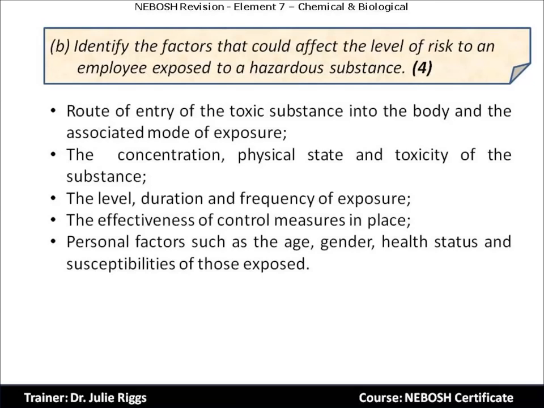So you can see that I've identified the route of entry, so we're talking about the toxic substance into the body and the associated mode of exposure. The concentration, the physical state and toxicity of the substance. The level, the duration and frequency of exposure. The effectiveness of control measures that are in place. Personal factors such as age, gender, health status and susceptibility of those exposed. You can see I've got 4 very different answers there.